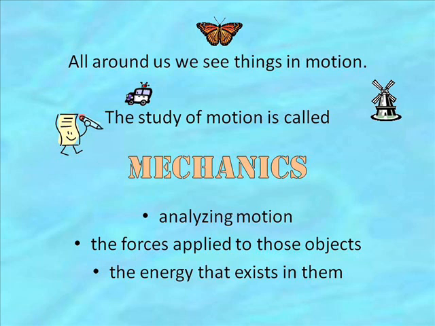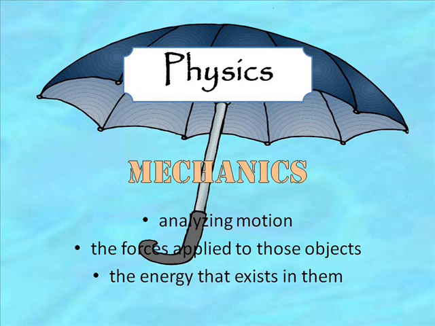Now, all around us, everywhere we look, we see things in motion. The study of motion is called mechanics, and that is really divided into three different parts. First, we analyze motion. Second, mechanics has to do with the forces that are applied to those objects. And third, it has to do with the energy that exists in them. But just like weather and meteorology were under the umbrella of physics, mechanics is also part of physics.